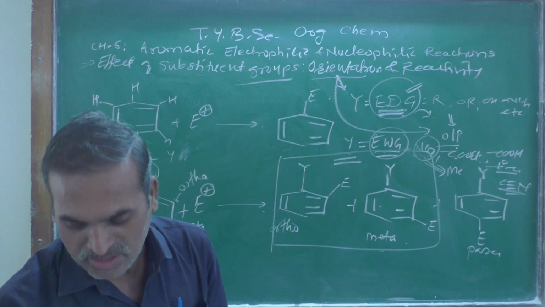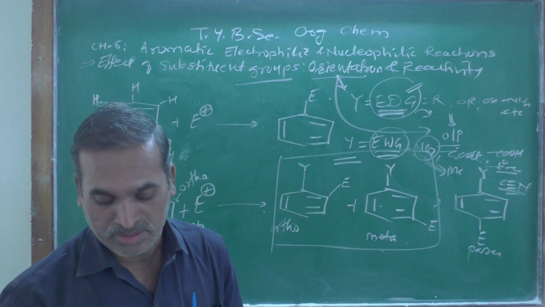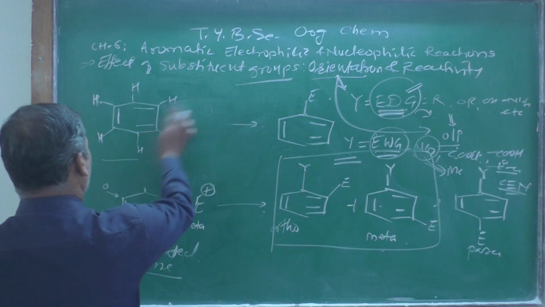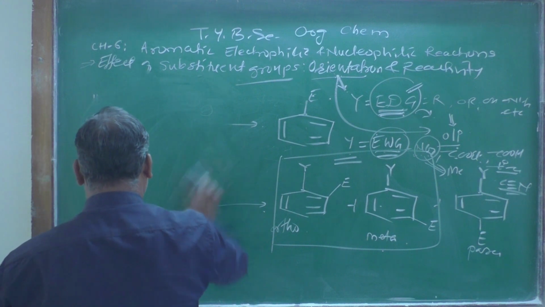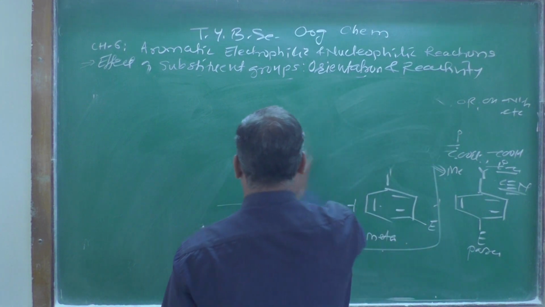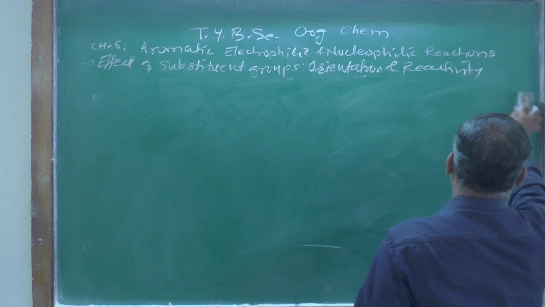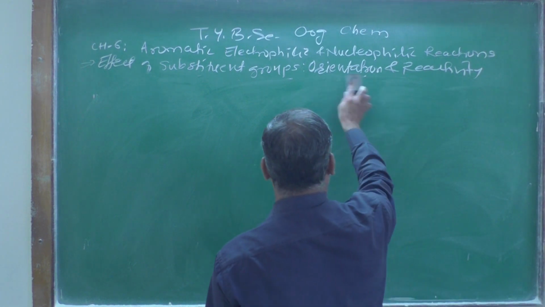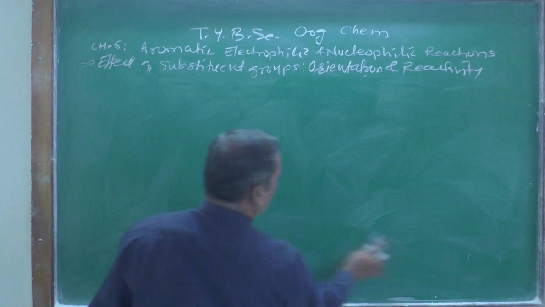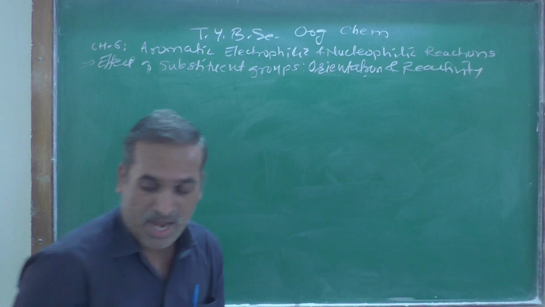Why do they form only the meta product? Why not the ortho and para products? That we will see here. The reason we are going to find out here. But before that, the orientation we are talking about, where we are getting ortho, para, and meta products, is called orientation. Just now we have seen that. So now let us talk about the reactivity.